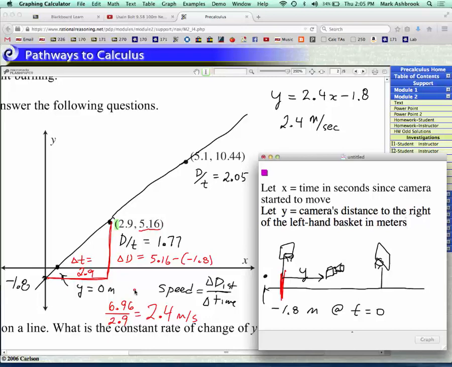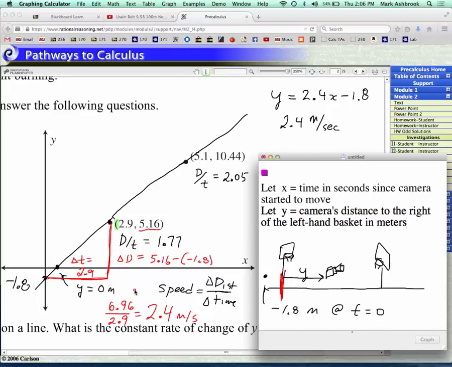Doesn't matter. Any change in distance and a corresponding change in time, right? So it's a constant ratio, meaning you can set up a million ratios of delta d's and delta t's that correspond, and we'll always get 2.4. That's the idea of constant ratio reasoning. That delta d over delta t is the same no matter what two you pick.